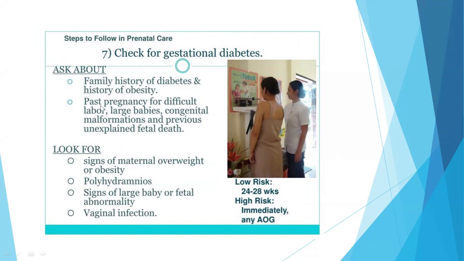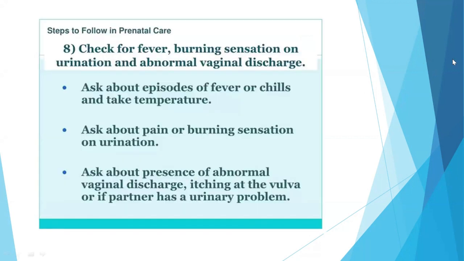We need to ask about past pregnancy for difficult labor, large babies, congenital malformations, and previous unexplained fetal death. We need to look for signs of maternal overweight or obesity, polyhydramnios, signs of large baby or fetal abnormality, and vaginal infections. We need to check for any fever, burning sensation of urination, or any abnormal vaginal discharge.